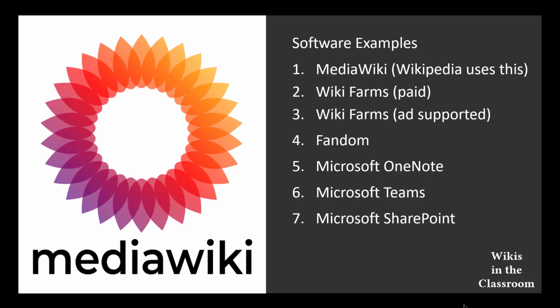The wiki tool that forms the backbone for Wikipedia and is used by tens of thousands of sites and thousands of companies is MediaWiki. It is free to install and use, but it requires a website to install it on so that students can access it. You can use paid or free wiki farms, sites that host wikis. Most of the free ones are ad-supported, so you have to consider that effect on students and their learning.